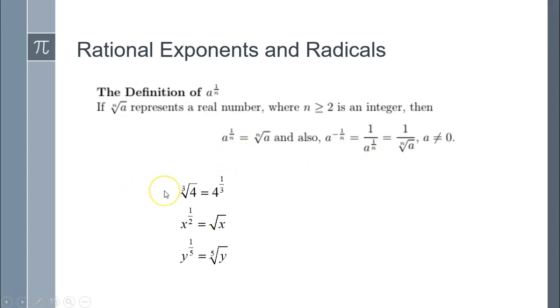So here are some more concrete examples. The cube root of 4 can be written as 4 to the 1/3. X to the 1/2 is the square root of x. Now notice we don't usually write the 2. You could, it wouldn't be wrong, but that 2 is understood and it comes from the denominator of that exponent. And then y to the 1/5 is the same as the 5th root of y.